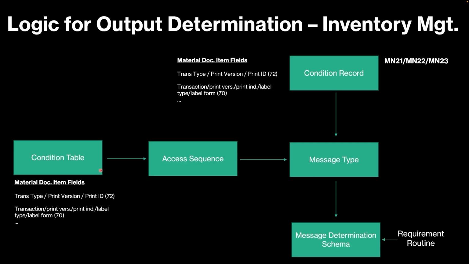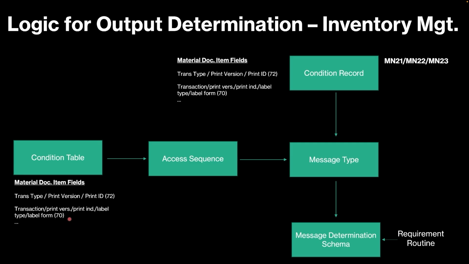First of all, you will have to create condition tables. These condition tables will contain fields from your material document item. Always remember that for inventory management, you generate output for material document item only. That is, the output shall be generated at item level. You can see these are some of the standard tables which are used to generate the output for inventory management. This particular table is used to generate output for goods receipt or goods issue slips, and this particular table is used to generate the output for goods receipt labels. These are standard tables which are used for the standard message types.